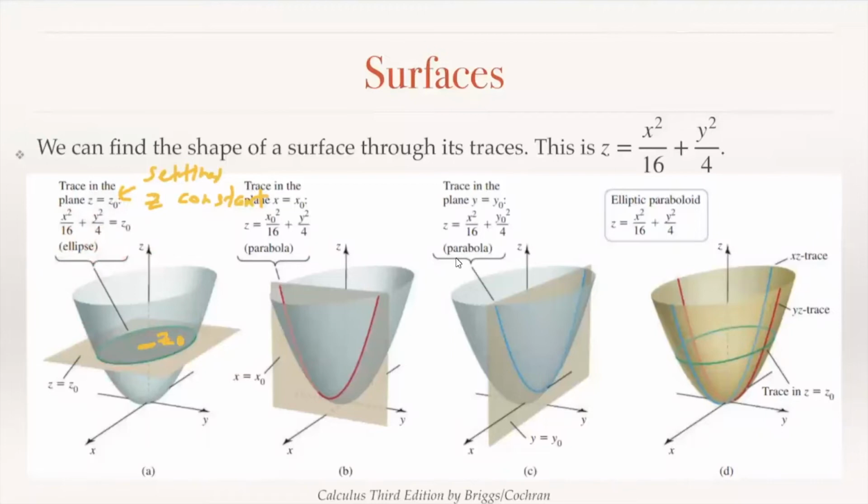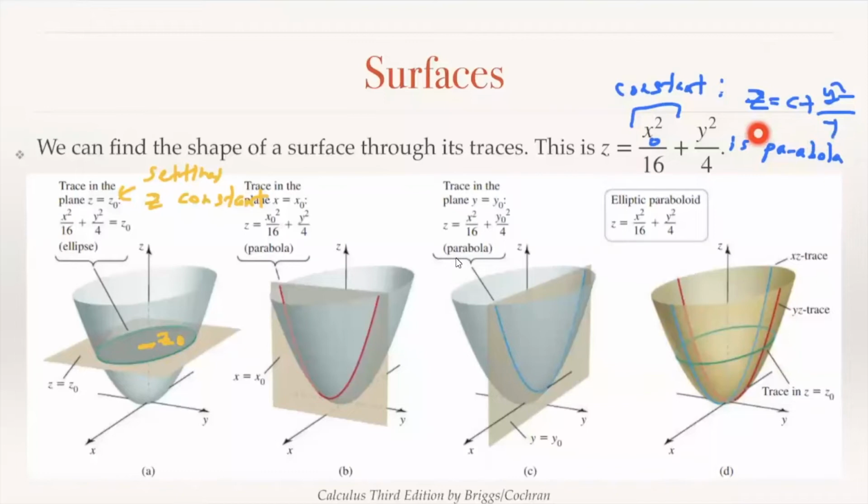Okay, similarly, we can find all traces parallel to the yz plane by setting x to be an arbitrary constant. And here, if we imagine that x is constant, so now it's x naught, that's constant, then it becomes z is c plus y squared over 4, which is a parabola. It's like ay squared plus b, however you want to think of it.